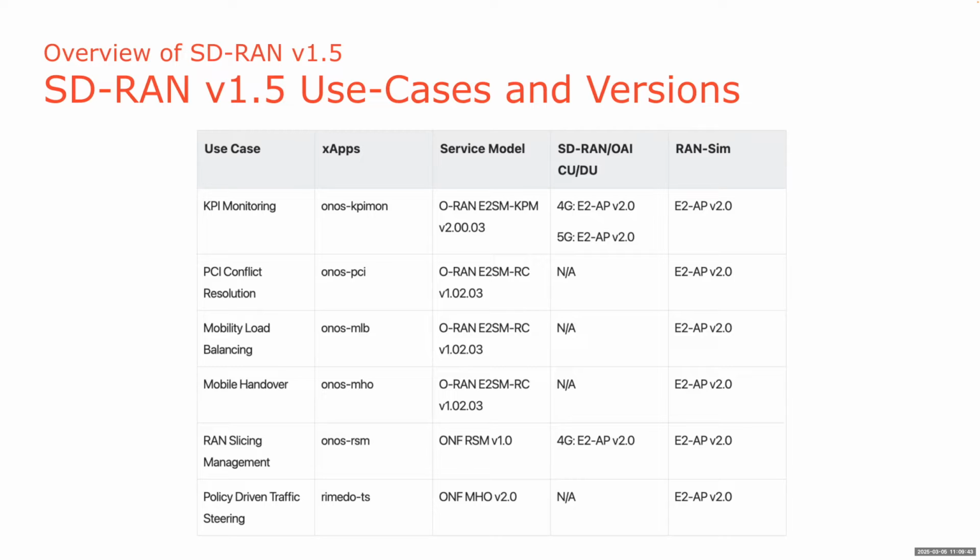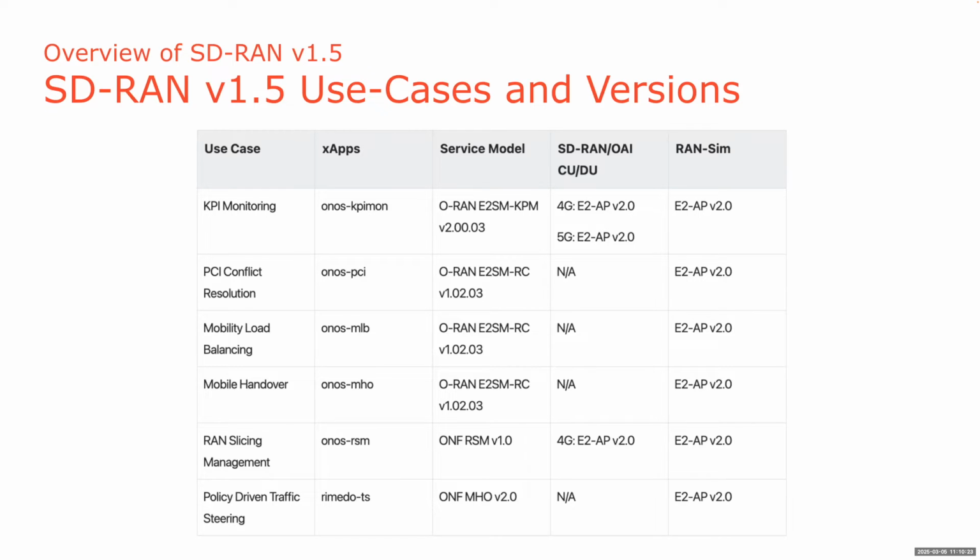And those xApplications can work with either the SD-RAN OAI 4G/5G RAN stack, or the RAN simulator. But for KPIMon and RAN slicing management, those two xApplications can work with the OAI RAN stack, and RAN sim supports everything. So with KPI monitoring, by using ONF's KPIMon, we can monitor some cell information, even though the cell type is the OAI RAN stack. It supports both 4G and 5G, using E2AP version 2.0.